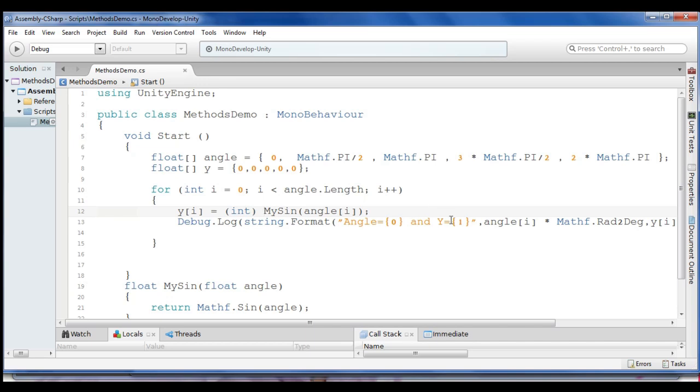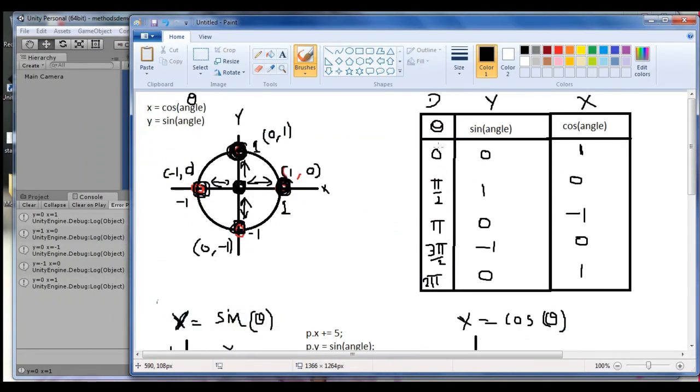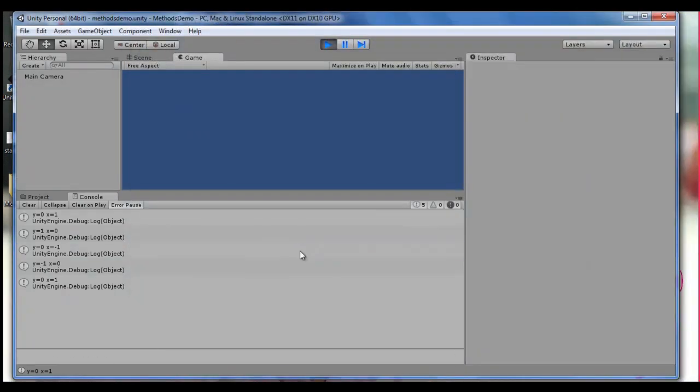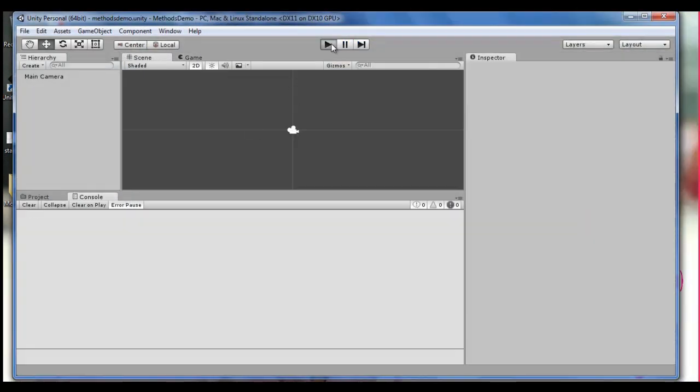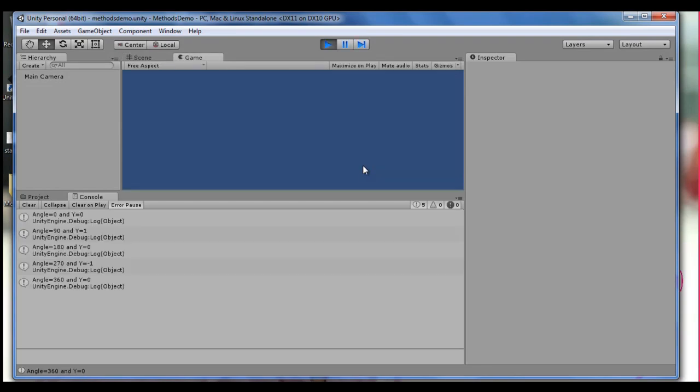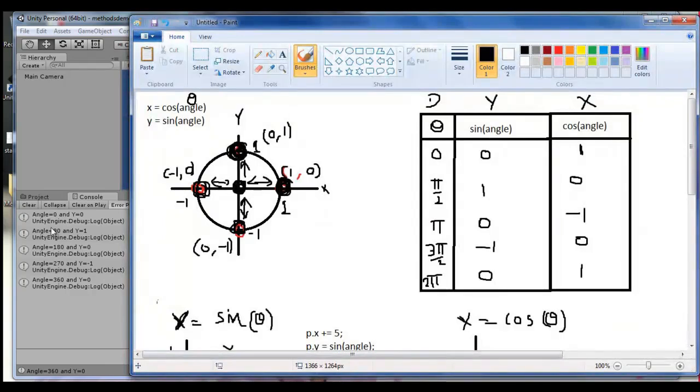Okay, let us save and run and check whether we get the domain 0, 90, 180, 270, 360, and the range values, the y value should be 0, 1, 0, -1 and 0. Let's come back, clear this and run and check. You can see that we got the result: angle 0, y value is 0. Angle 90 degrees, y value is 1. Angle 180 degrees, y value is 0. Angle 270 degrees, y value is -1. Angle 360 degrees, y value is 0.